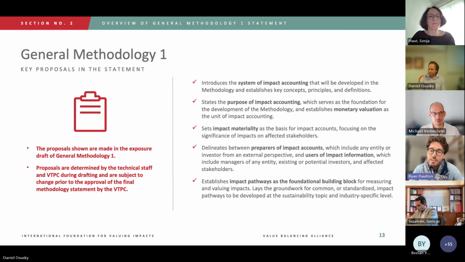The exposure draft delineates between preparers of impact accounts and users of impact information. I'll go further into that in a minute. And it establishes the impact pathway as the foundational building block for measuring and valuing impacts. And as I mentioned, impact pathways will really form the bulk of the topic and industry-specific methodologies, how to calculate and measure those impacts.